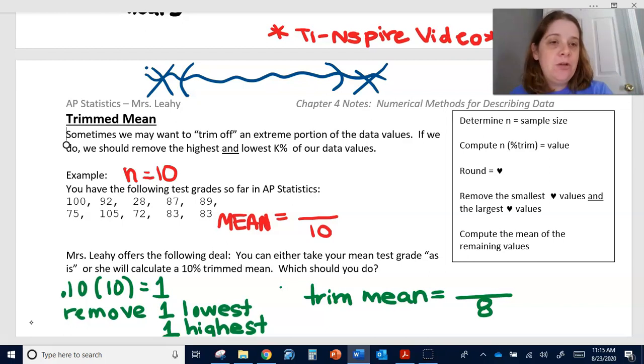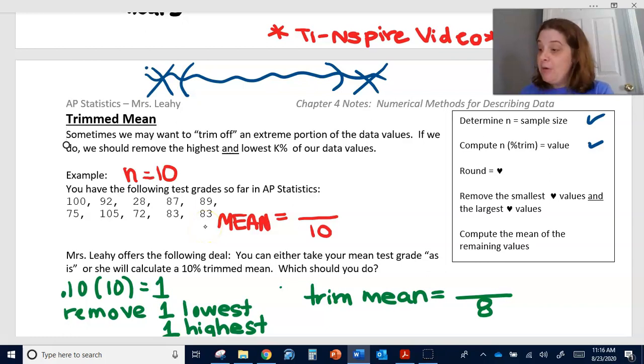All right, so to do this, you first determine your sample size, and then you compute how many values would be a certain percentage of trim. So for example, you have the following grades so far in AP Statistics: 100, 92, 28, 87, etc. There are 10 values here, 1, 2, 3, 4, 5, 2 rows, 10 of those.